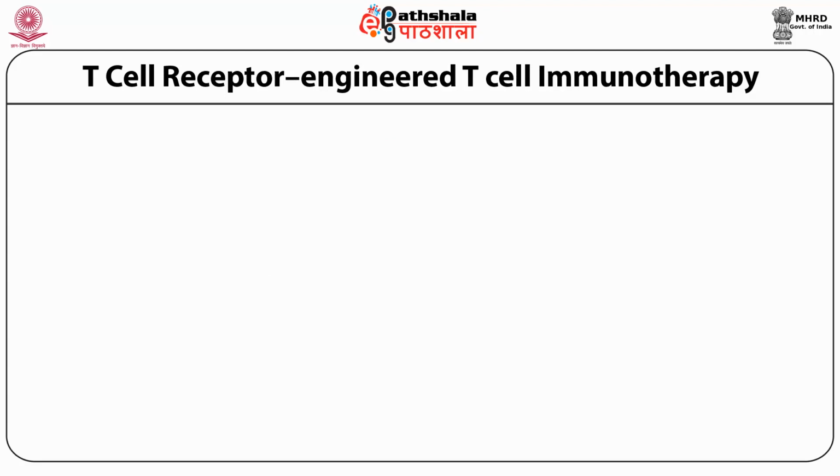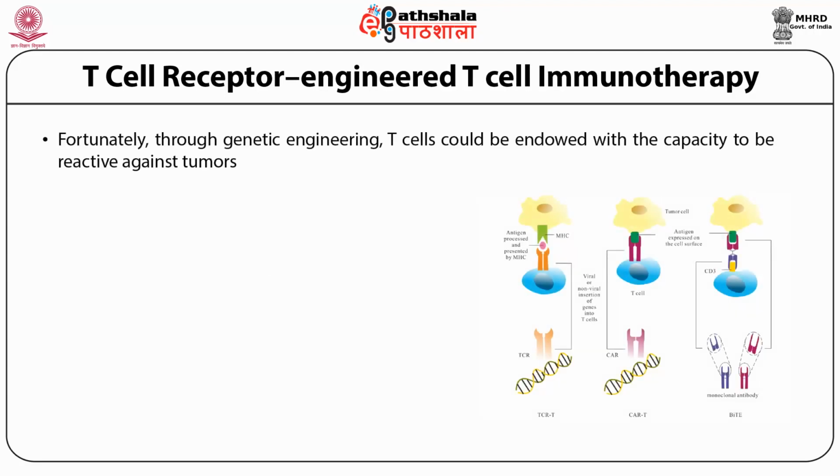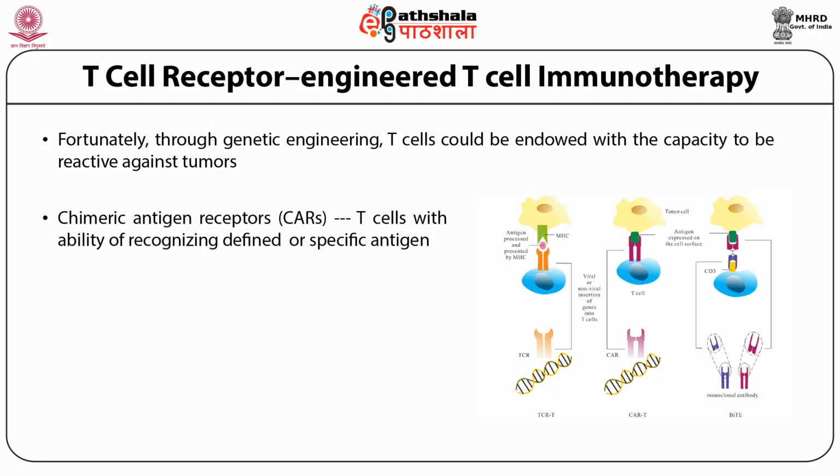So, as I told you earlier, the T cell receptor can be engineered. We can isolate the T cells of the patient. That T cell receptor can be changed to be very specific to HBV, hepatitis virus, or to CMV, or any kind of infection, and then reinfused into the patient. So these chimeric antigen receptors, called CARs, along with the T cell's ability to recognize defined or specific antigens, become an important cellular therapy.